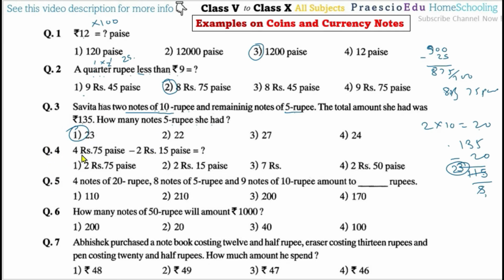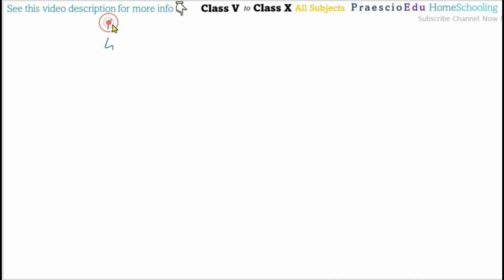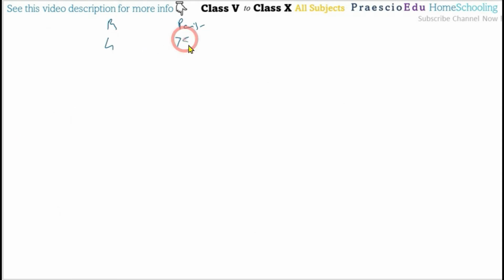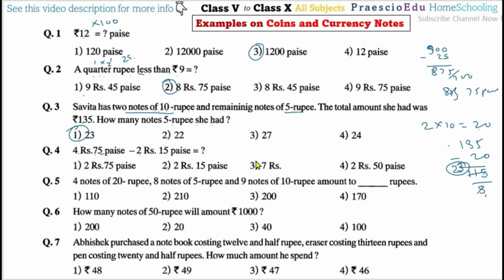Now question number 4: 4 rupees 75 paise minus 2 rupees 15 paise. So here the rupees and here the paise. So 4 rupees and 75 paise minus 2 rupees and 15 paise. So 75 minus 15 is 60 paise, and 4 minus 2 is 2. So 2 rupees and 60 paise. No, it's actually a typing error. It's 25. Okay, so as per this one, option number 4 is the correct one.